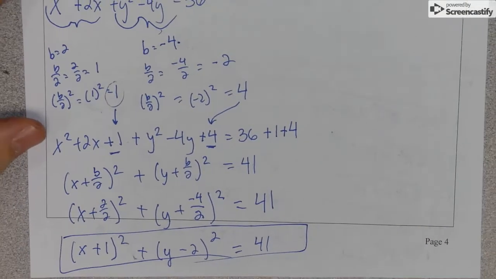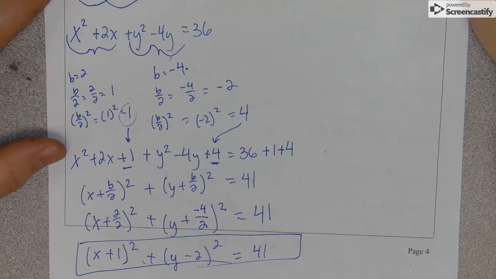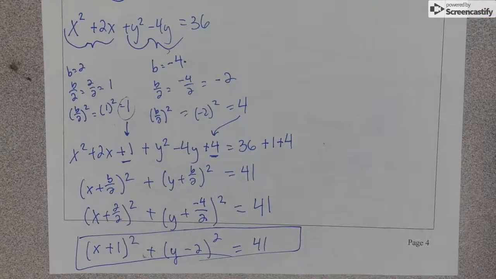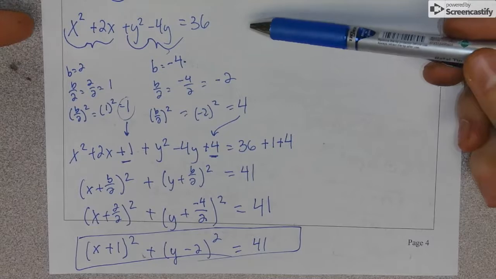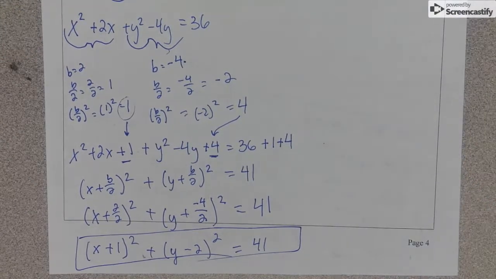And that's really the only method that we have that we can use to figure out the equation of this circle with the given information that we had. We only could complete the square here.